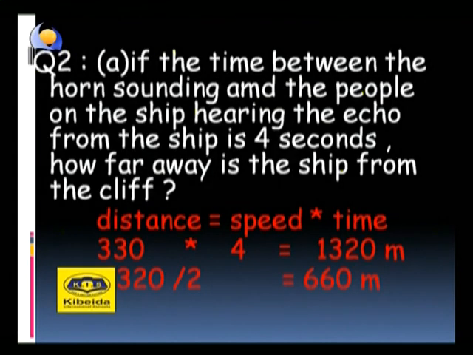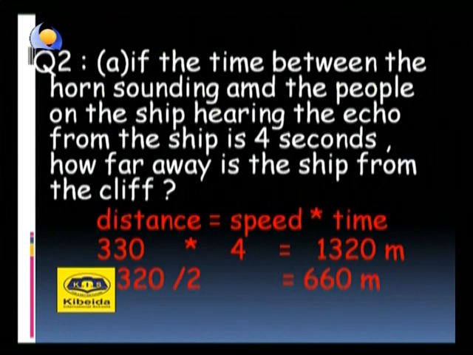Question two. If the time between the horn sounding and the people on the ship hearing the echo from the cliff is 4 seconds, how far away is the ship from the cliff? You will find three types of problems in the sound unit. The first one, when they ask you to find the distance, or how far away. Two, if they ask you to find the time. Three, the speed or velocity.